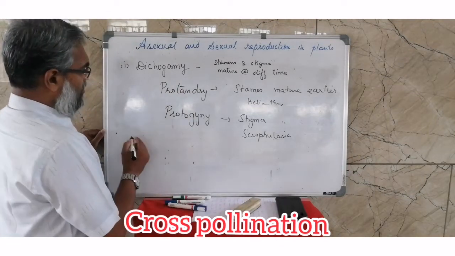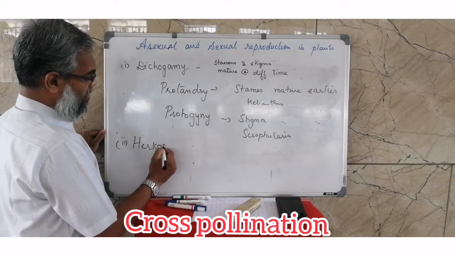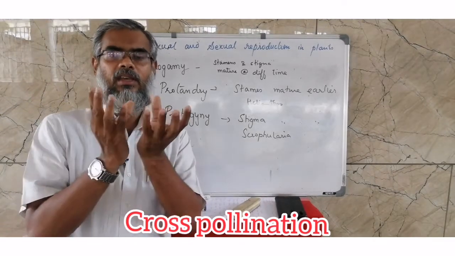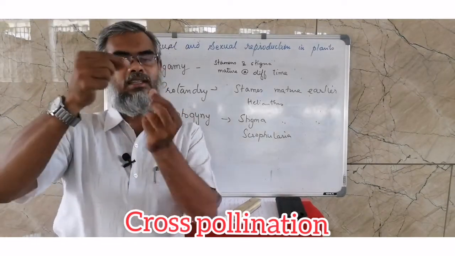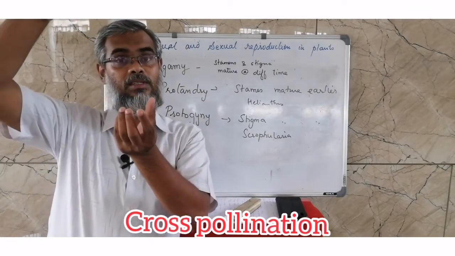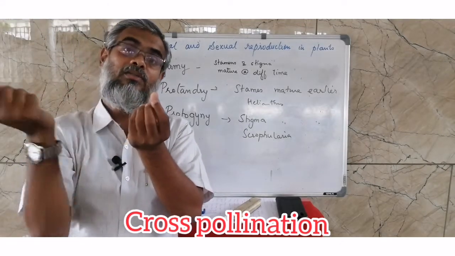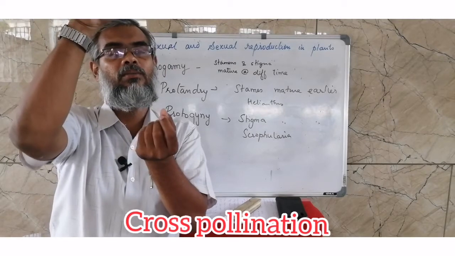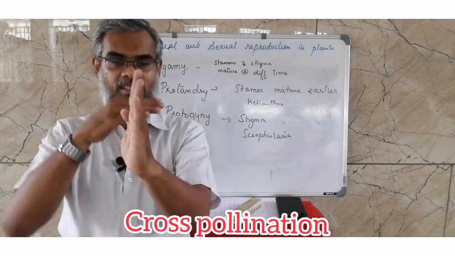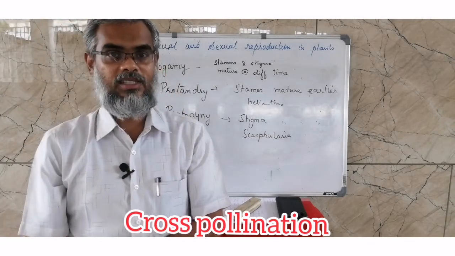Now, the second type is heterogamy. Heterogamy. You imagine a hibiscus flower. In the hibiscus flower, you would have seen the stamens, isn't it? And the stigma, where is the stigma? Stigmas are present at the top, isn't it? So this stamen should fall on the stigma of the same flower. Is it possible? Because stamens are lying below, stigmas are present above. It is not possible, isn't it?